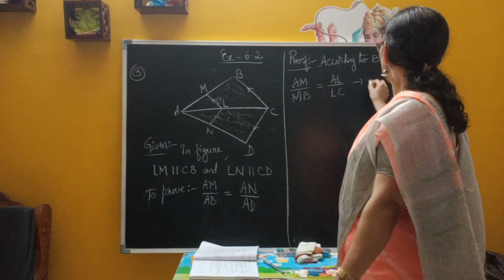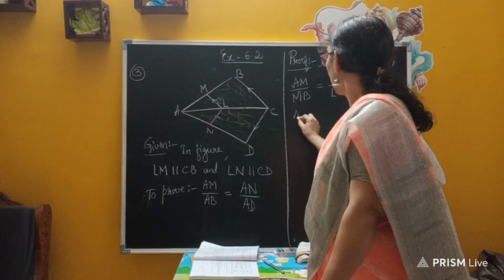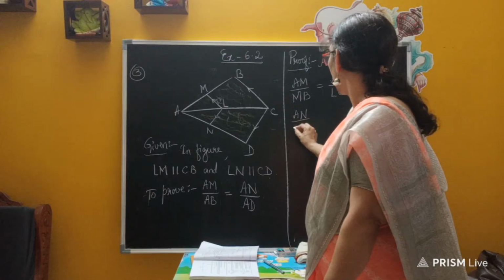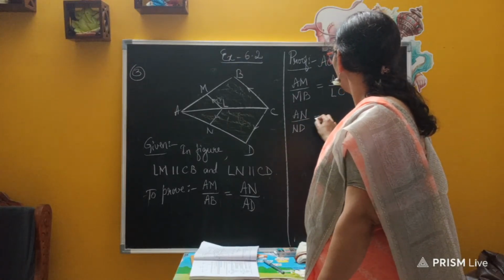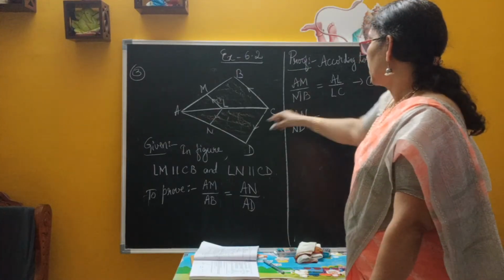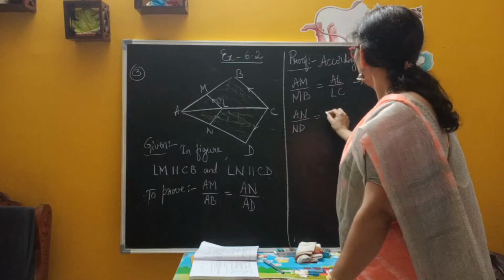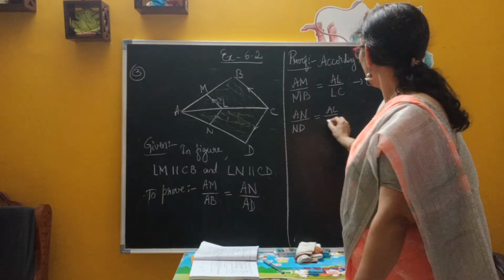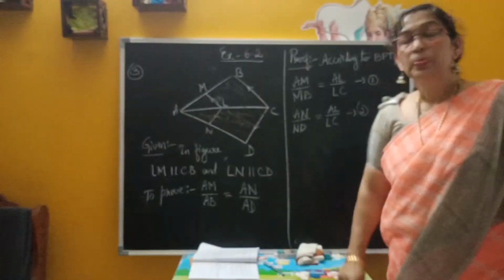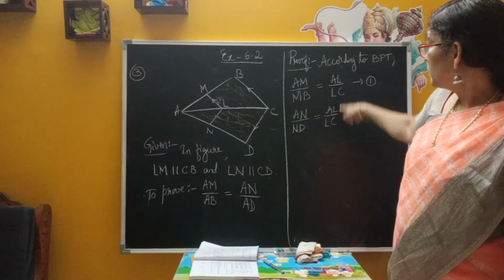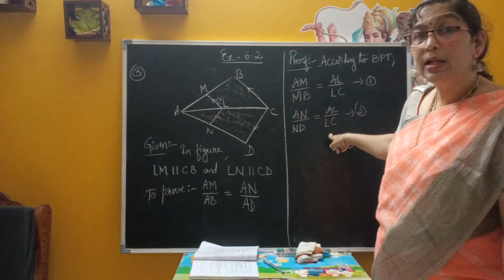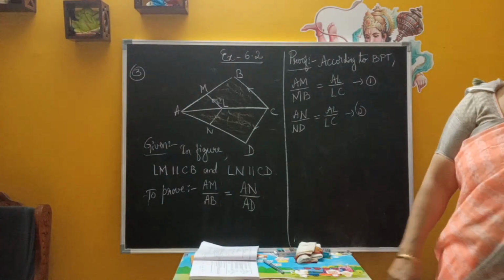This is equation 1, and let us take AN by ND, or DN, is equal to AL by LC. Now see both the equations. What do you observe? In both the equations, the RHS is equal, isn't it? Here also we have AL by LC, here also AL by LC. The RHS is the same on both sides.